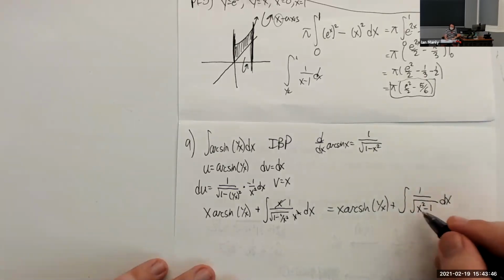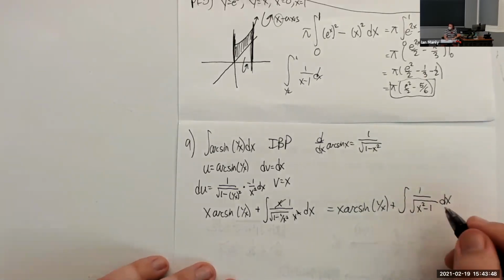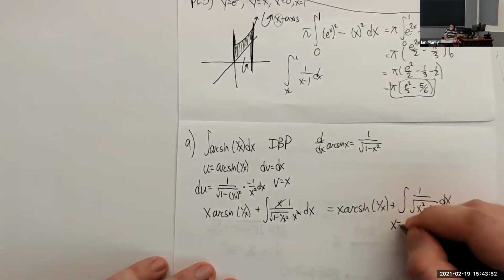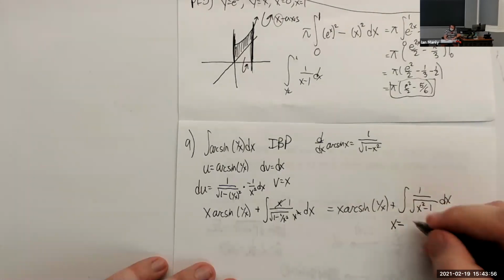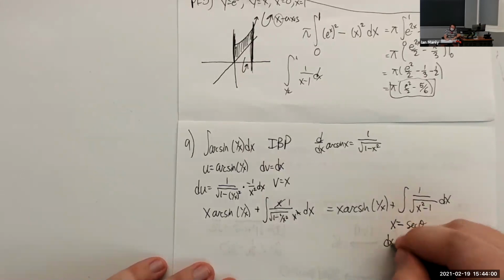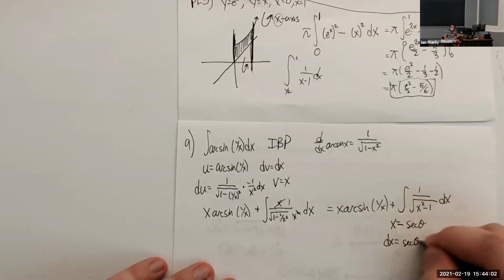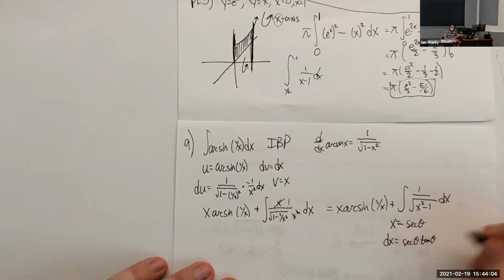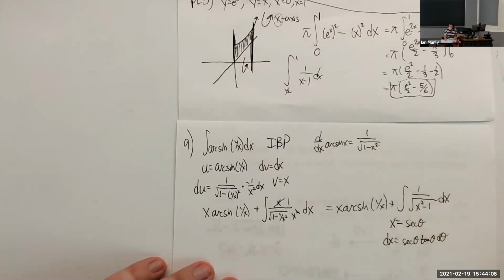All right, so we have a variable squared minus a number squared, right? So which trig function are we going to use? We're going to use secant. That's right. So x is going to be secant of theta, meaning that dx will be secant of theta, tangent of theta, d theta, right here.